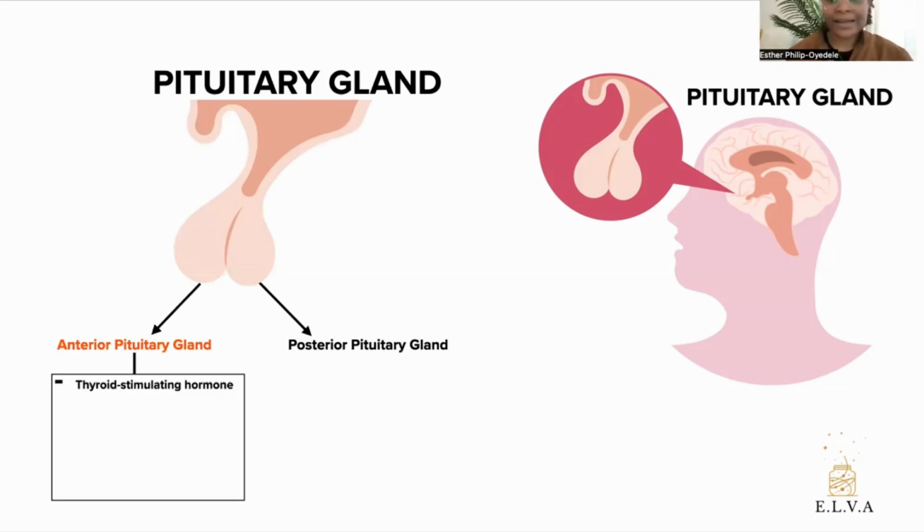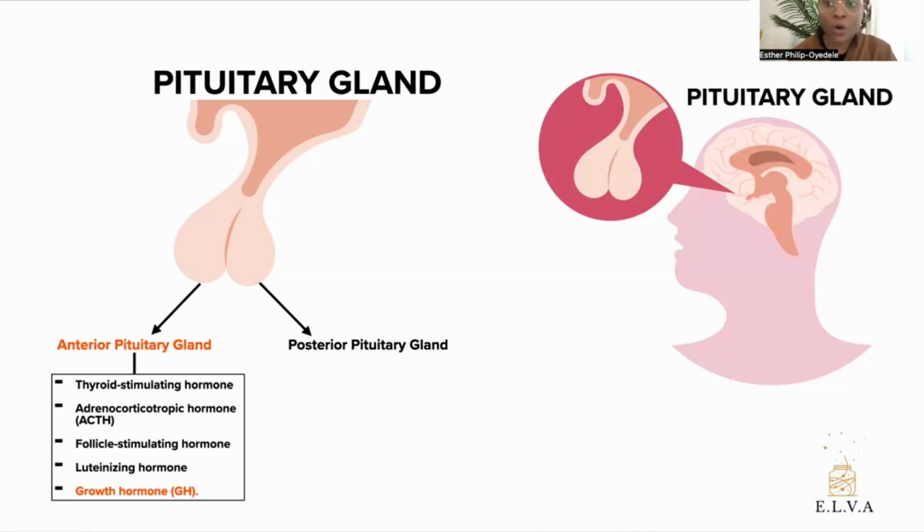And we're going to further break that down into the different types of hormones that it secretes. It secretes the thyroid stimulating hormone. It also secretes the adrenocorticotropic hormone, also known as ACTH. It also secretes your follicle stimulating hormone and the luteinizing hormone. And finally, the growth hormone. So your anterior pituitary gland secretes about 5 hormones. Now, the one we're really going to be dealing with today is the growth hormone, because that's the one that would cause acromegaly, gigantism, or dwarfism if something was wrong with it.